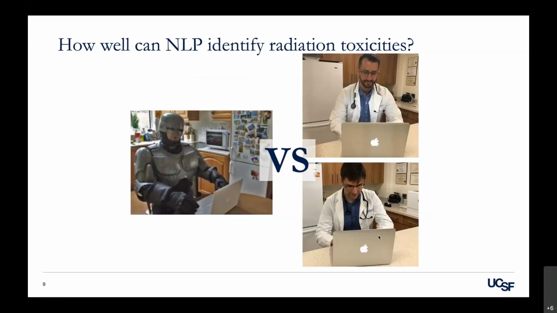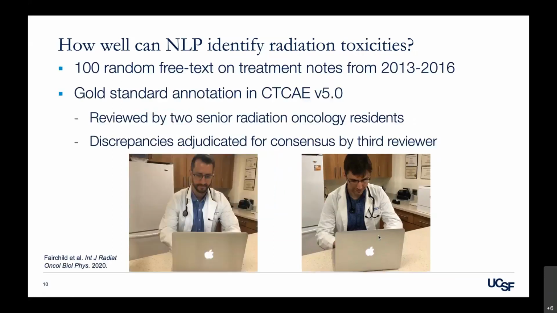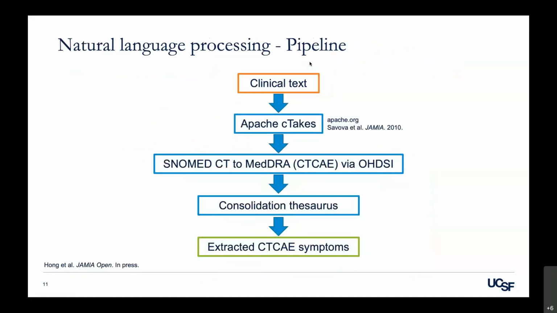We asked the question: how well can we extract or abstract radiation toxicities using natural language processing? We sampled 100 random free text on-treatment notes. These were written by radiation oncologists during the weekly visits from the years 2013 to 2016. A couple of my co-residents at the time abstracted data in CTCAE version 5, and then I adjudicated any discrepancies. The results of this abstraction have been published. Then we developed a natural language processing pipeline.